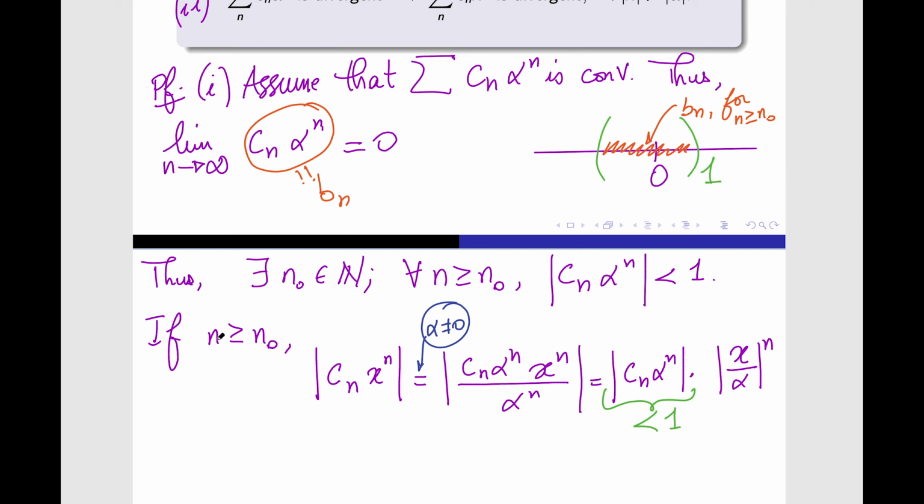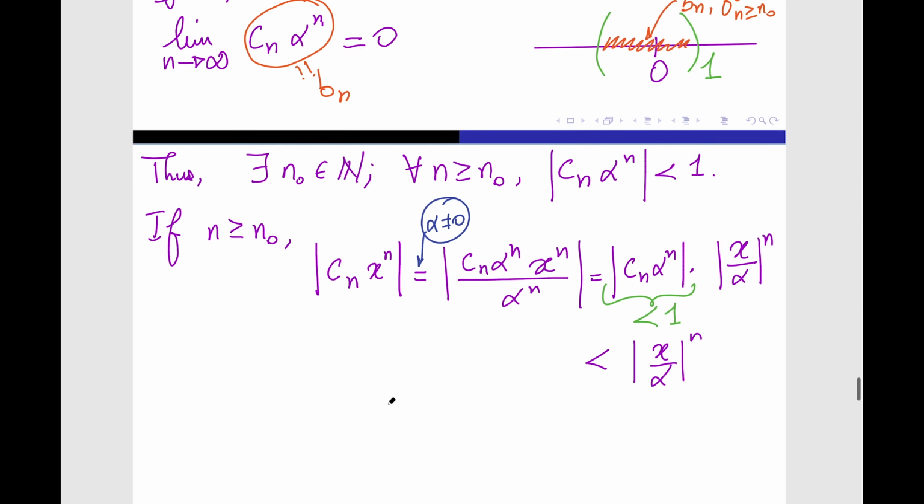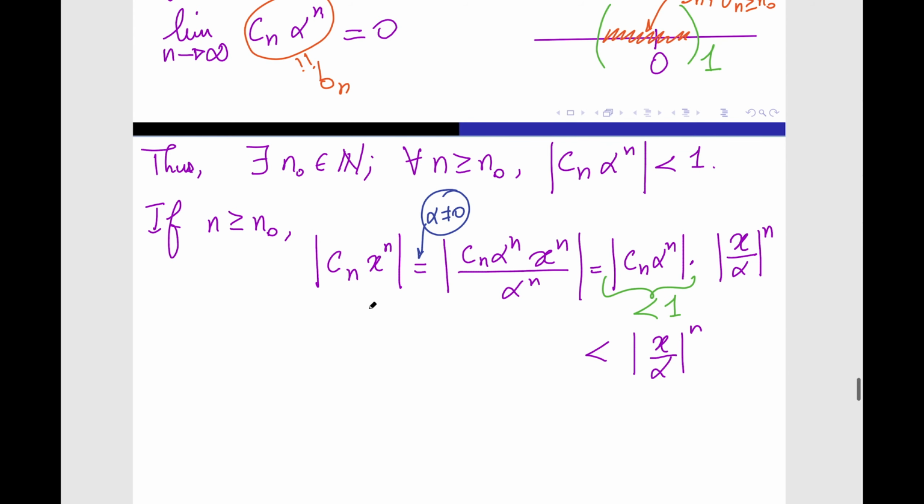And we are choosing n bigger than or equal to n naught. As such, this is smaller than 1. So I get that this is smaller than 1. And this means that this is smaller than the absolute value of x over alpha to the power n. Right? So what do we get? We get that these guys are smaller than these guys for all n bigger than or equal to n naught, right?